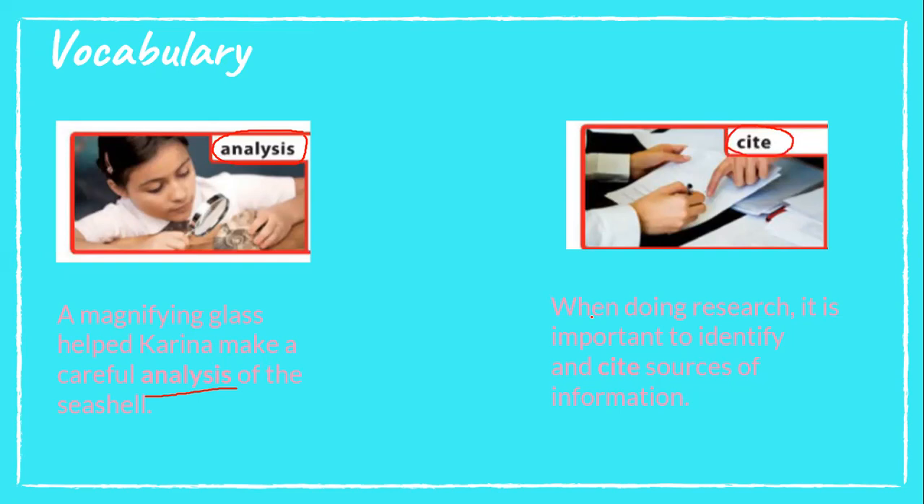Cite. Tala, are you with me? When doing research, it is important to identify and cite sources of information. For example, now when you do speaking, I will ask you, where did you get the information from? Cite your sources. So what do I mean by cite? To tell what the sources are as evidence or proof of your information, for example, to prove that you haven't cheated and taken it from another person. So that's what we mean by cite. You have to tell your sources.